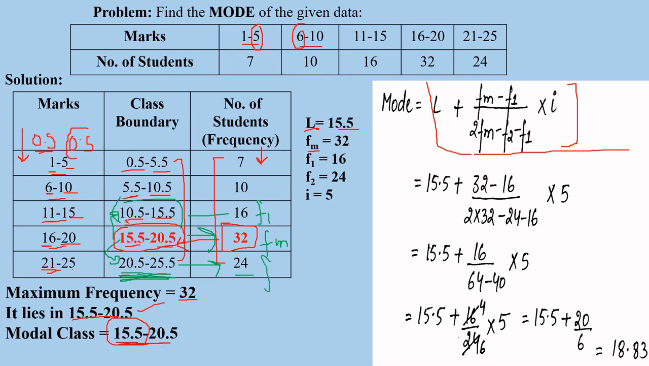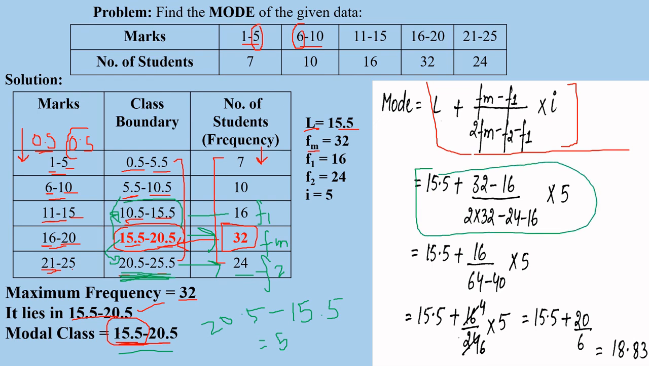So F2 is equal to 24 and I is the range of modal class. So 20.5 minus 15.5 is 5. So the value of I is 5. Now put all these values in the formula. So mode is equal to 15.5 plus (32 minus 16) upon (2 into 32 minus 24 minus 16) into 5. When you solve this, you will find that the value of mode is 18.83.